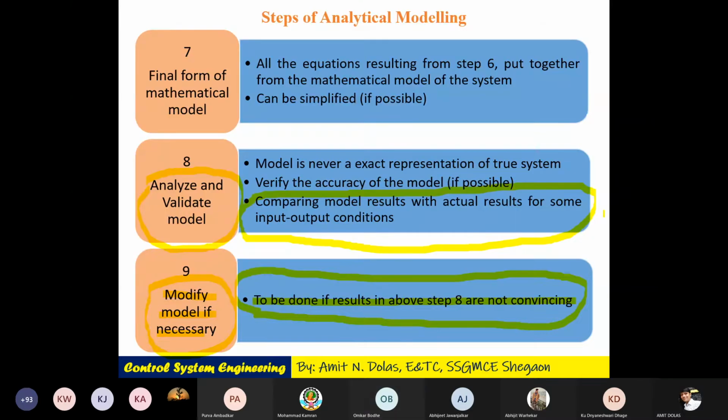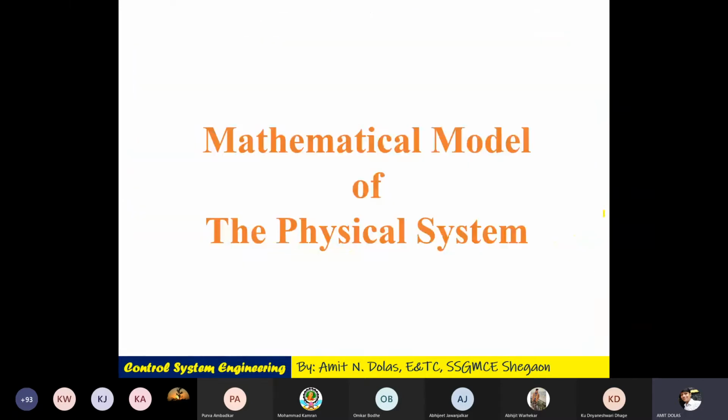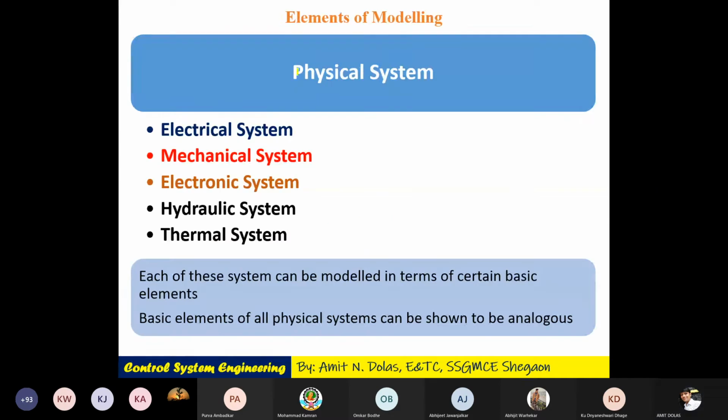Okay, so these are the 9 steps of analytical modeling. Now we'll go one by one. Mathematical model of the physical system. What are the different physical systems? Electrical system, mechanical system, electronic system, hydraulic, thermal.